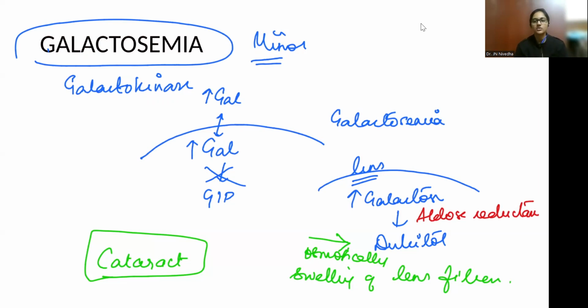So in minor galactosemia, you don't find much of symptoms because you have the UDP glucose, which can get epimerized to UDP galactose, and the functions of UDP galactose can take place. So only cataract is the main manifestation in a minor galactosemia, galactokinase deficiency.